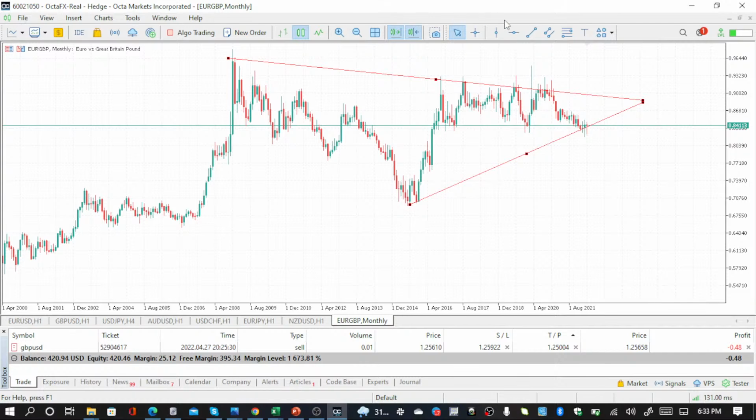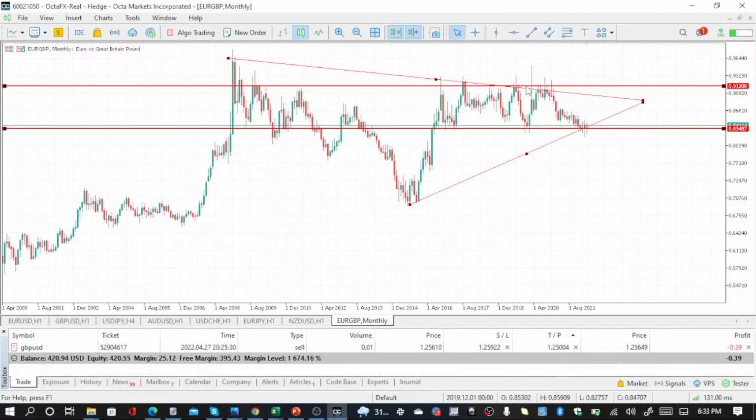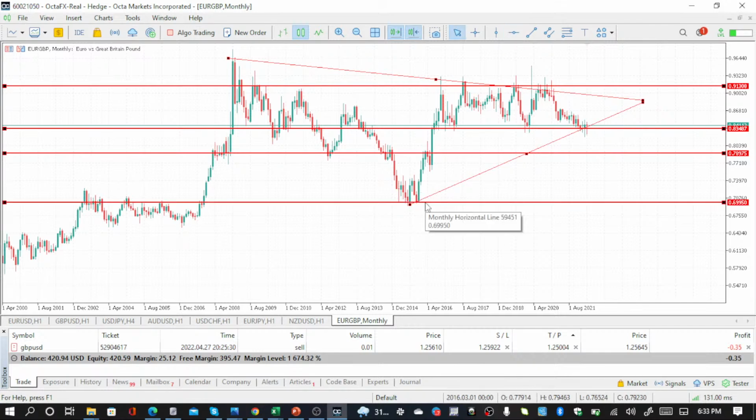Now let's identify the support and resistance levels. All right, so you can see here I've mapped out a support level, a resistance level, another support level, and another support level.